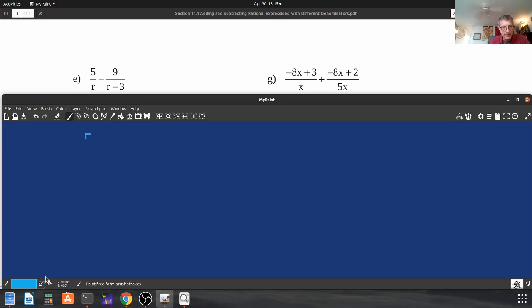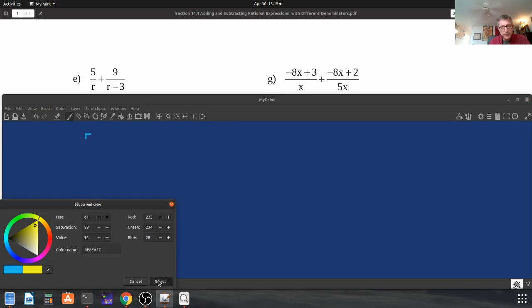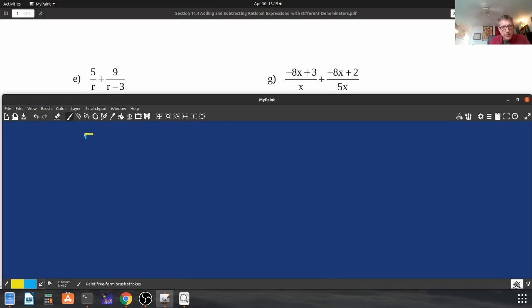Let me do it back to yellow. So 5 over r plus 9 over r minus 3. So we have to find the LCD of r, and you need to write r minus 3 as a factor.